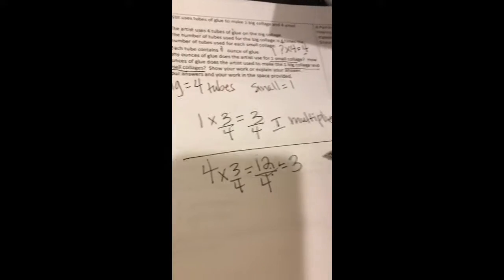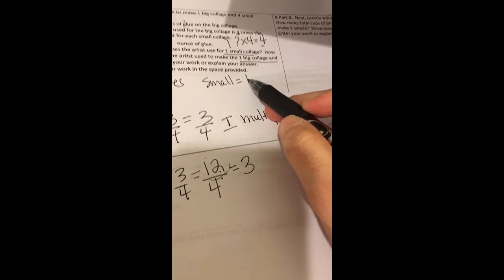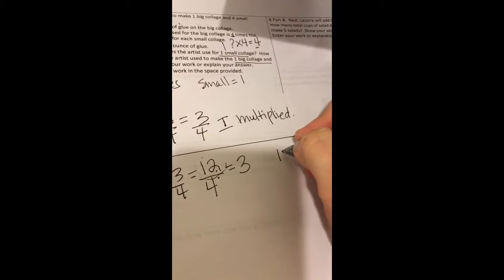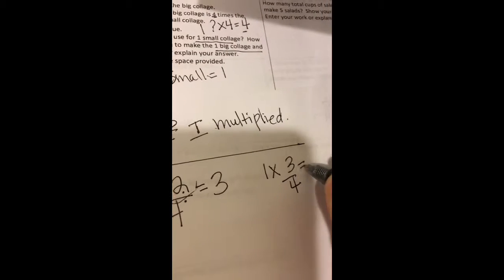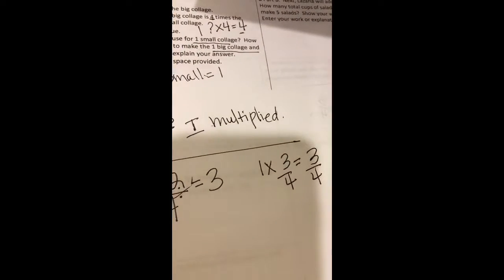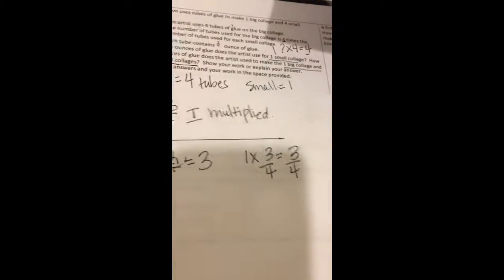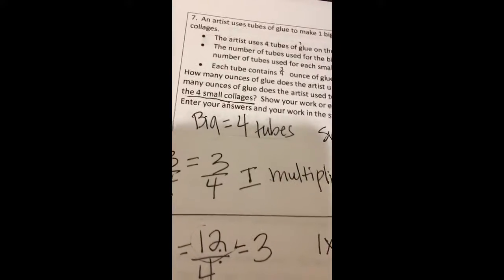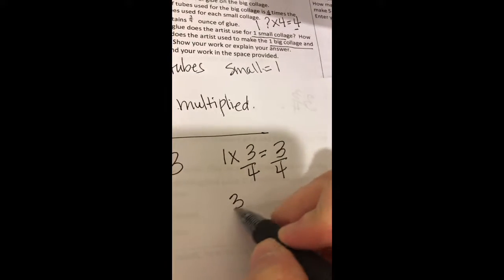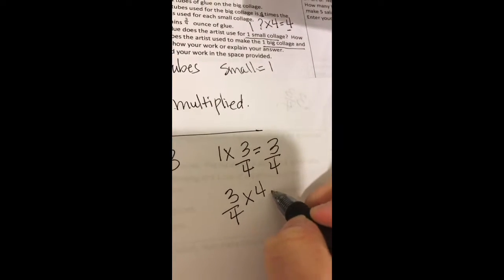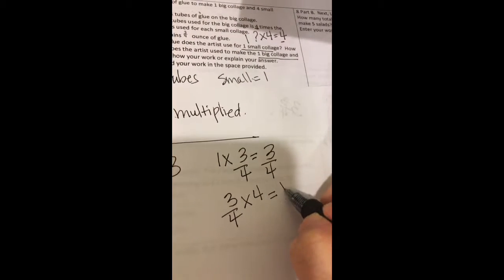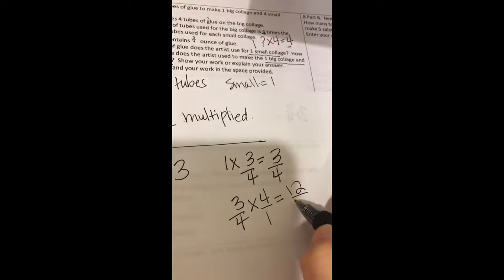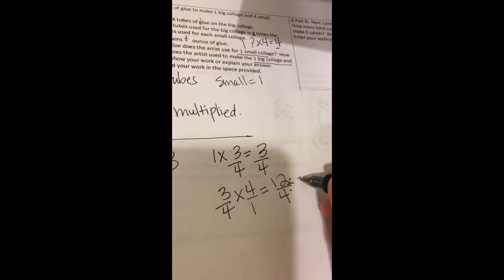For 4 smalls, if we know we have 1 tube of glue for each small, then we're going to multiply 1 times 3/4, that gives us, obviously, 3/4. But we're not done because there's 4 of those, right? They want 4 small collages. So we're going to say 3/4 times 4. And so we're going to say 3 times 4 is 12 over 4. And so again, 12 divided by 4 is 3.